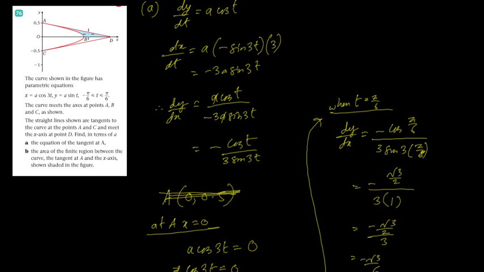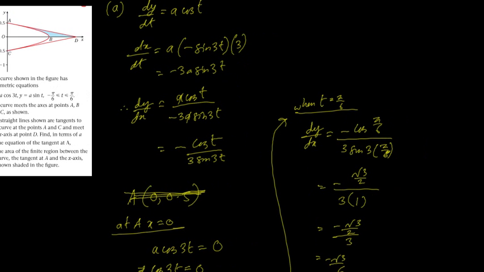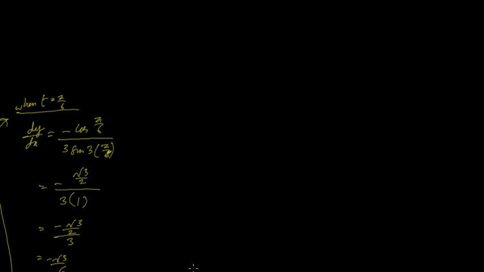So let me draw the shaded region here. We have the y-axis, this is the tangent, the curve is like this, so the shaded region is this one. This is the tangent line, this is the curve, and this is the x-axis.